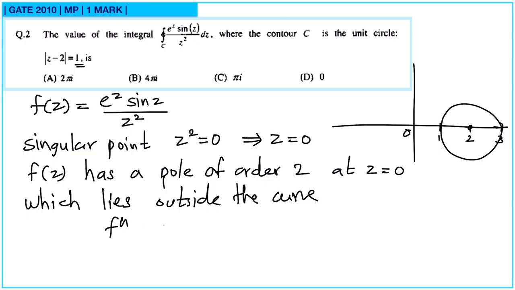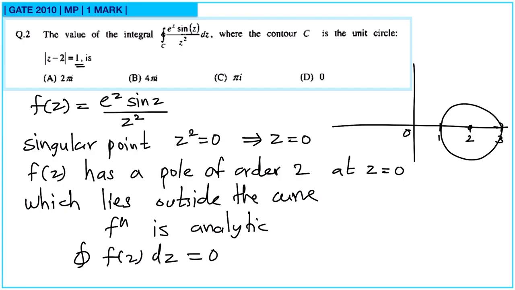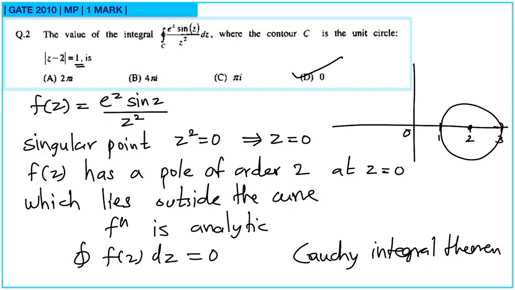That means this function is analytic. And if the function is analytic, then this integral of f of z dz will be 0 by Cauchy's integral theorem. So option D is correct. This will be 0 because the function is analytic.